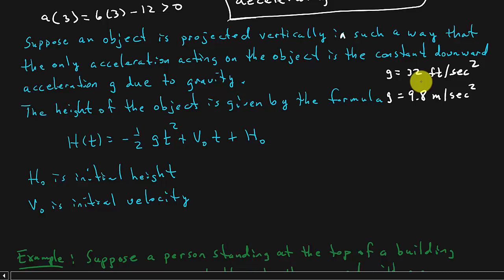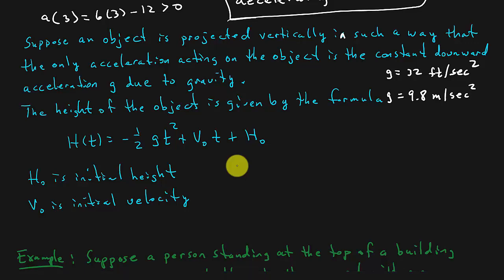The height h of t is negative 1/2 times g times t squared plus v naught times t plus h naught, where v naught is your initial velocity, and h naught is your initial height. So the initial height is what height you are at when you drop or throw the object in the air. And your initial velocity is with what velocity you are throwing.